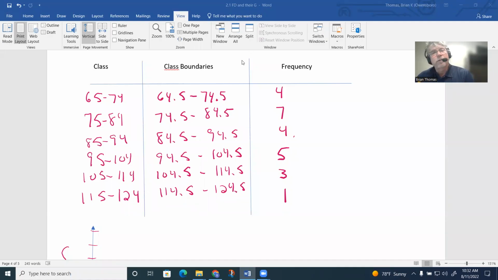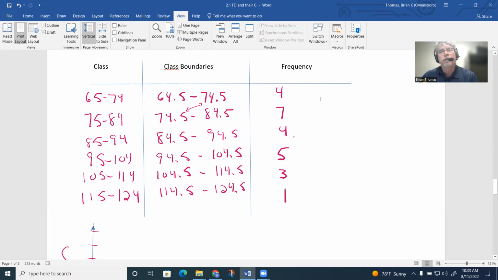From there, I created the rest of my class boundaries by adding 10, our class width. So 64.5 became 74.5, 84.5, 94.5, 104.5, and 114.5. Those are going to be our lower class boundaries. And then our upper class boundaries are 74.5, 84.5, 94.5, 104.5, 114.5, and 124.5. Notice that the upper boundary and the lower boundary of the next adjacent class touch. Notice how this 84.5 is the upper boundary and it's the new lower boundary.